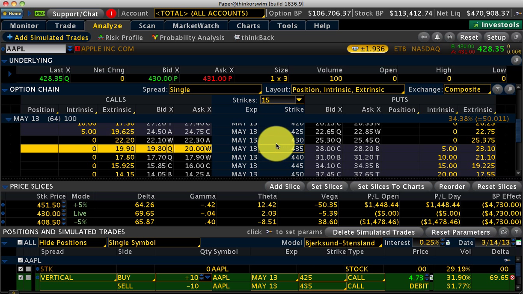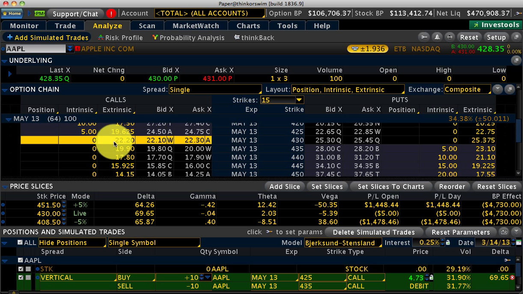And at the money means, so that's similar to either your 425 or your 430 right here. And you can see that the extrinsic value of the at the money option, so it would be exactly like this 430 call. So you can see that the extrinsic value of the at the money options is going to be the maximum. And that's your short call.